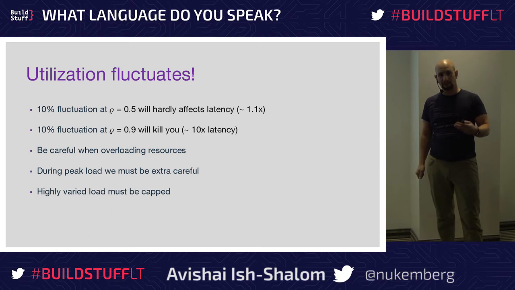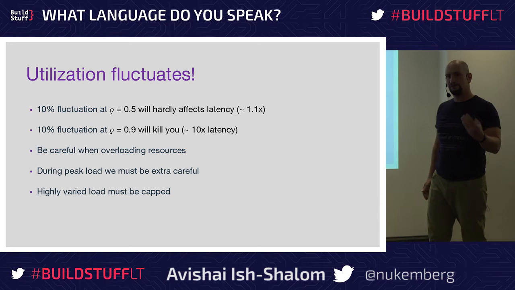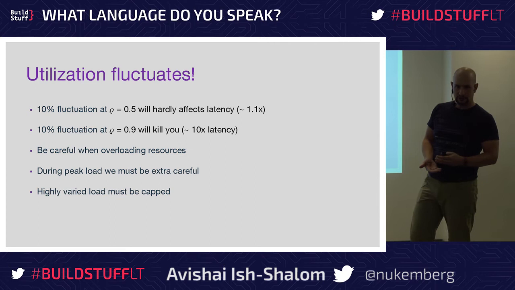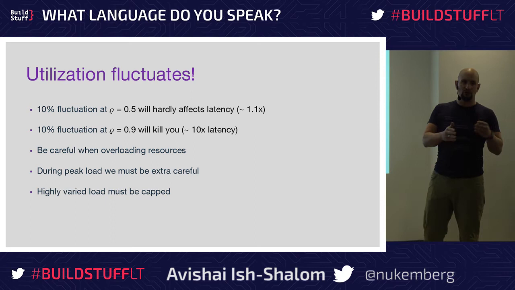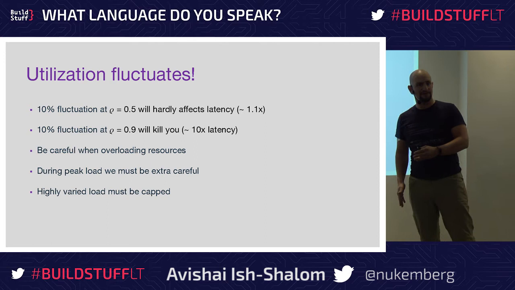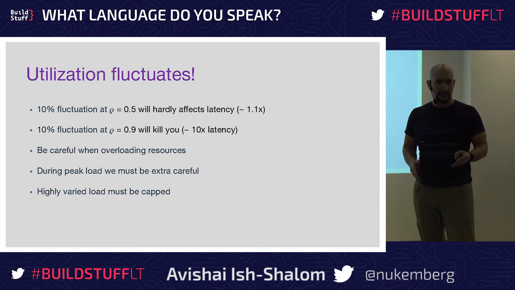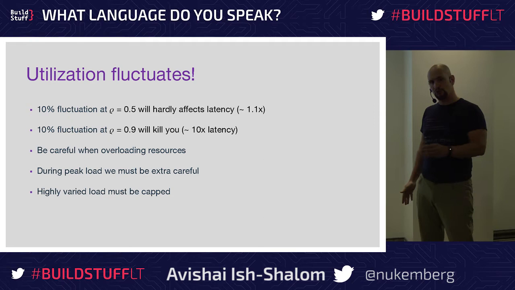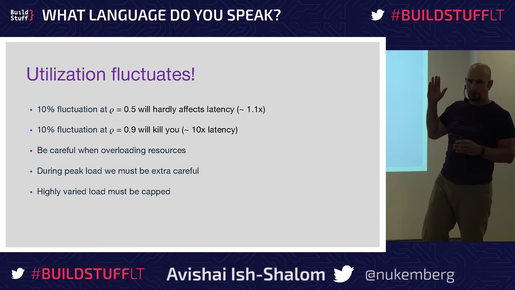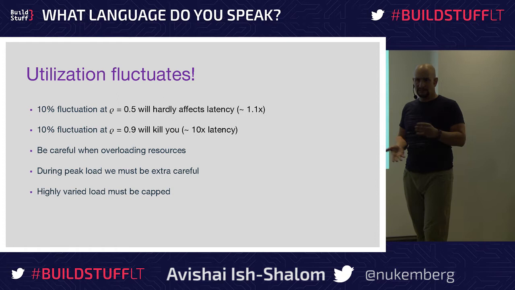Now, utilization also fluctuates. It's not constant in time. And a 10% fluctuation in utilization can drive you all the way from this point in the graph to that point in the graph. If you're talking about 50% utilization and 10% fluctuation, that means you would get to 55% utilization. That's a degradation of about 10% latency. That's not so bad. If you're talking about 90% utilization, 10% fluctuation in utilization would drive you all the way to about 10 times the latency.